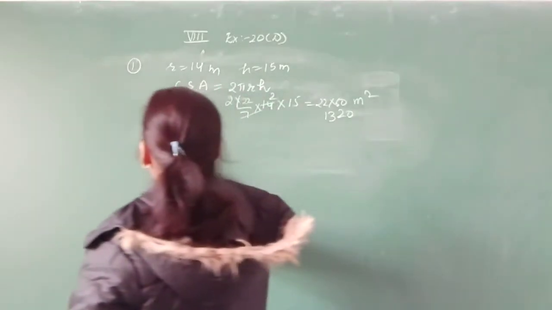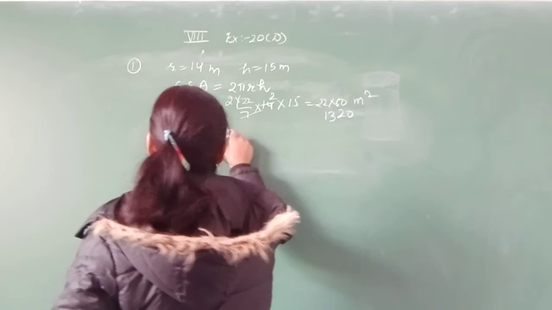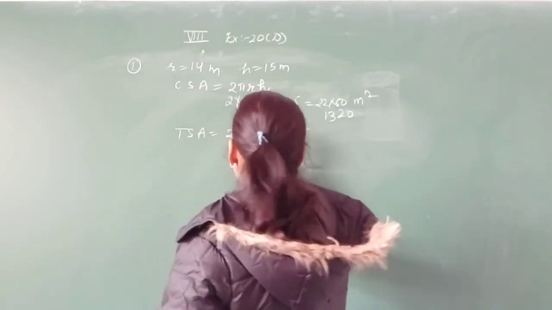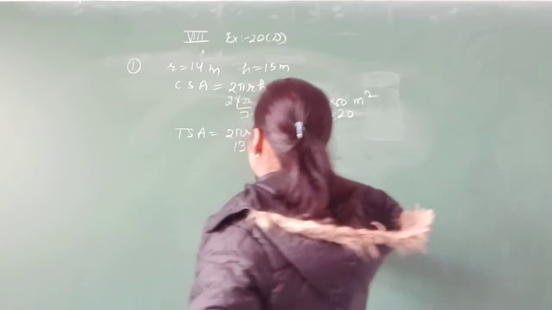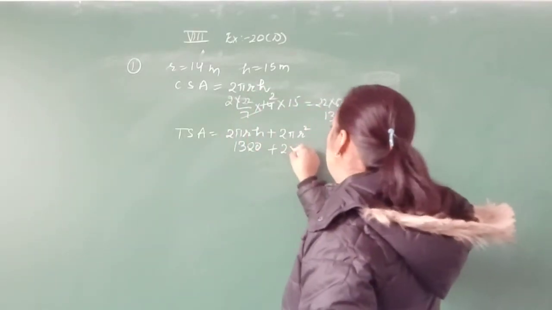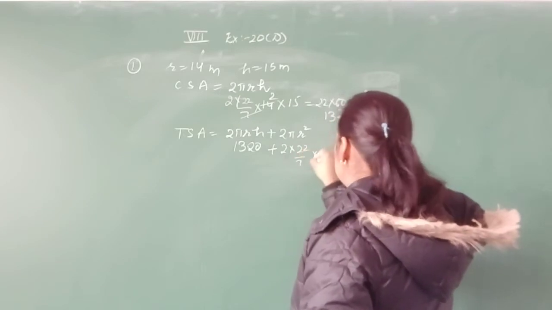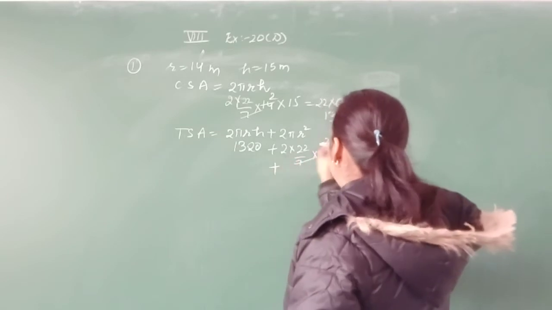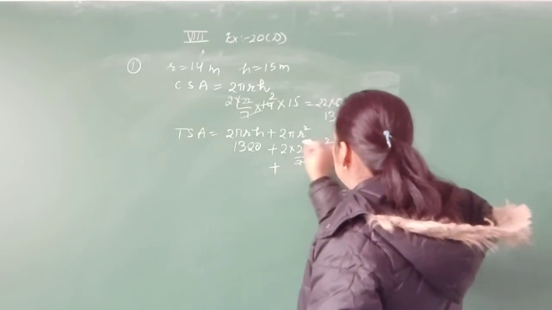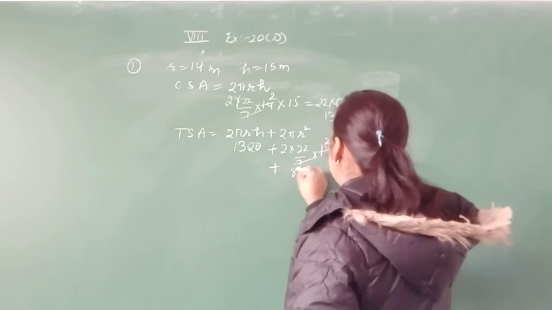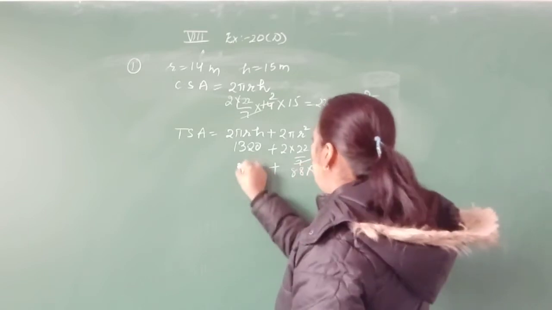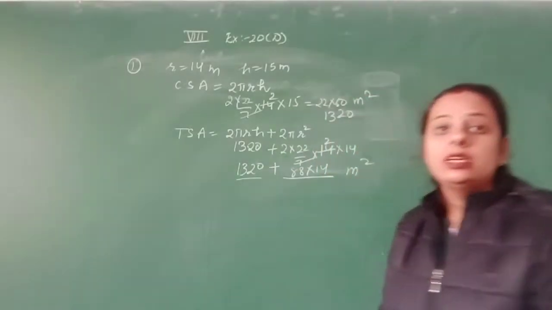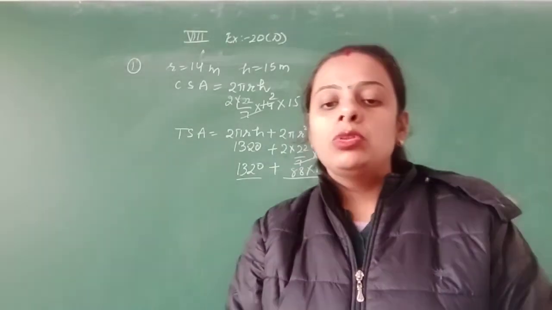Now come to the total surface area. So you need 2 pi r h plus 2 pi r square. So you already have the curved surface area 1320 plus 2 into 22 by 7, r is 14 into 14. So add them, 2 2s are 4, 4 2s are 88, multiply 14 and add in the curved surface area. Add them and get your answer in meter square. It's quite obvious.